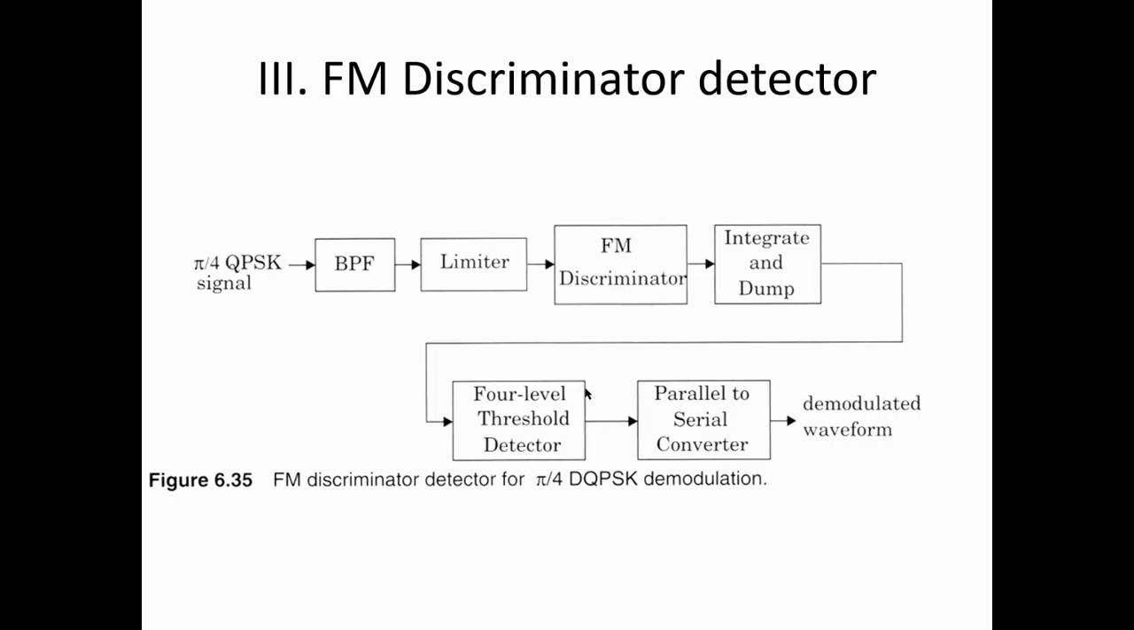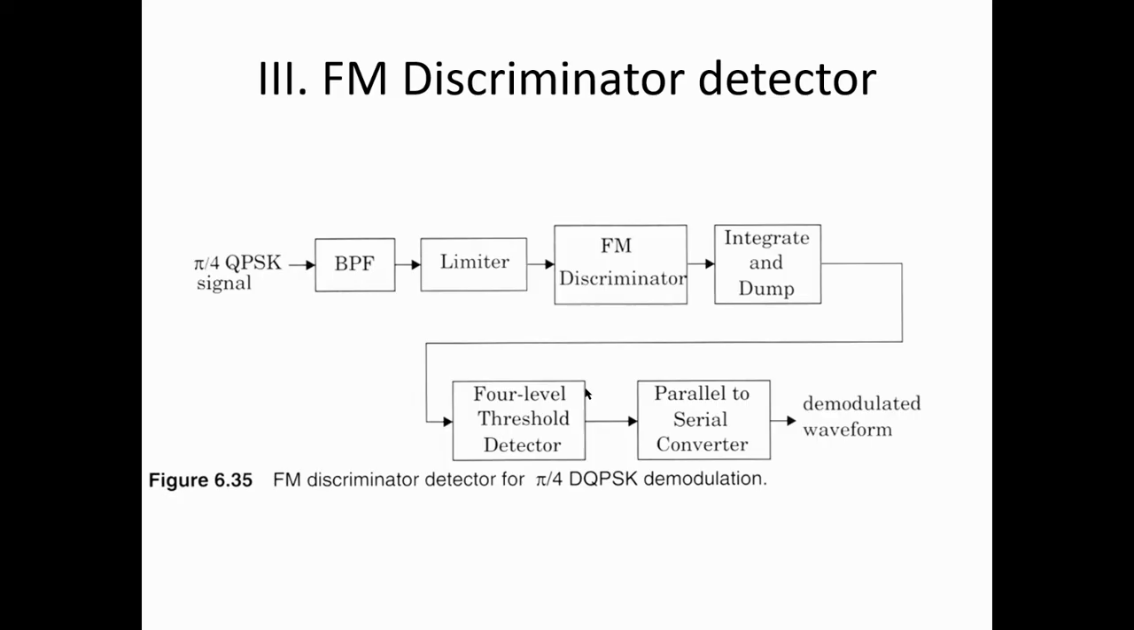So here, first the received pi by 4 QPSK signal is given to the bandpass filter. The bandpass filter is matched with the signal as it was transmitted at the transmitting end. And then we have a limiter. This limiter is to remove the envelope fluctuations. Normally when it has been transmitted in wireless, in case of any fluctuations, that has to be removed with the help of a limiter. And then the signal is given to the FM discriminator. Here the FM discriminator extracts the frequency deviation of the received signal.